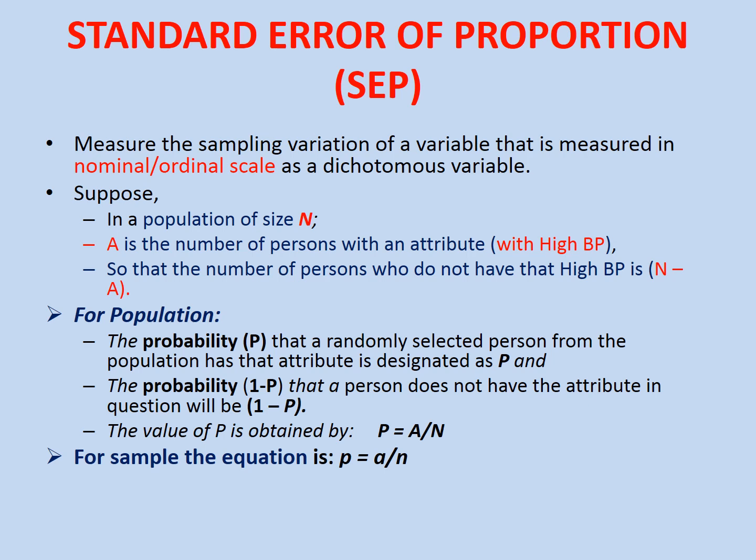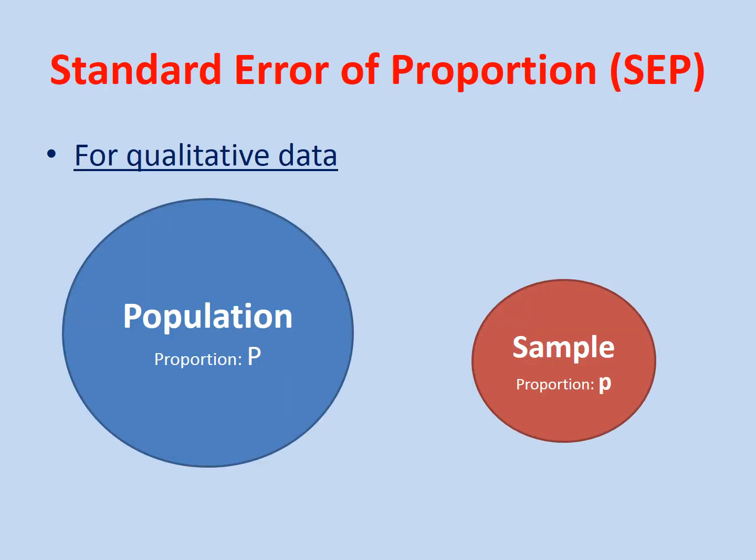And if you do not know the probability of the population, means you do not know the capital P, you can use the small p or the sample probability. Okay. Before we go ahead, just be clear with your concept of population and sample that I have explained to you earlier also.